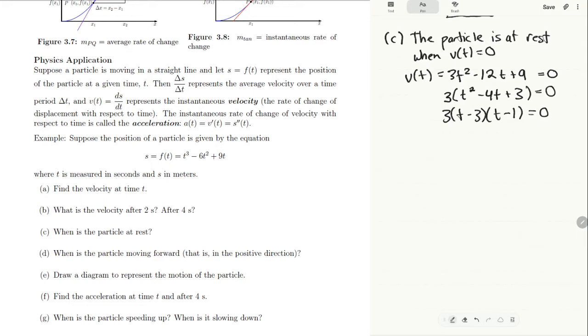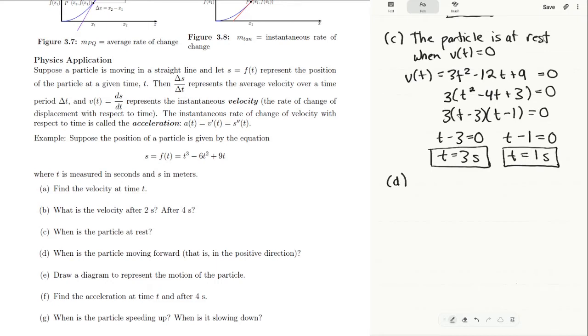And so now we can set each factor equal to 0 and then solve for t. So we have t minus 3 is equal to 0, or t minus 1 equals 0. That tells us that t is equal to 3 seconds, or t is equal to 1 second. So these are the times when the particle is at rest.